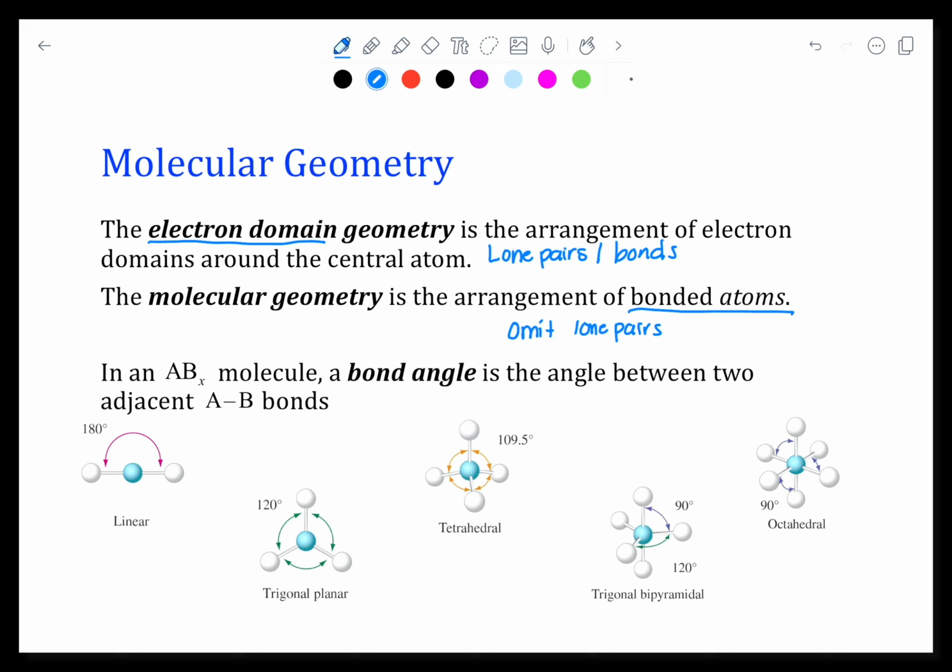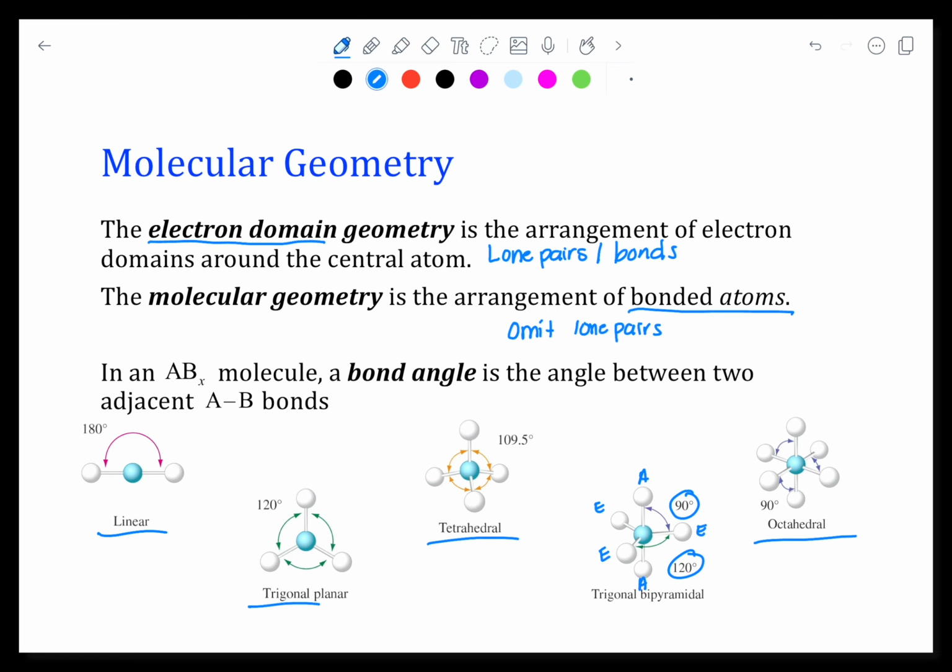Okay, so we talked about that. Linear has 180, trigonal planar has 120, tetrahedral has 109.5, trigonal bipyramidal is the one where we have axial and equatorial atoms, so they have two different angles of 90 and 120. And octahedral has 90 degrees amongst all of our adjacent atoms.